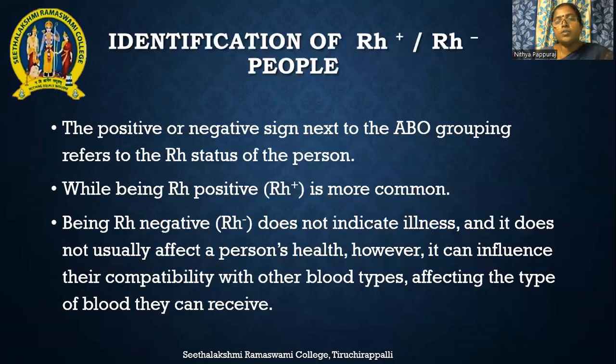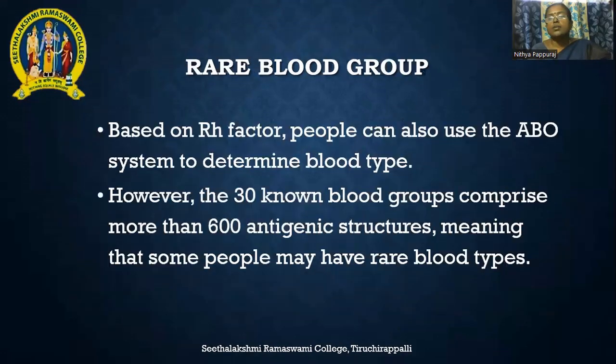Identification of Rh positive and Rh negative people. The positive or negative sign next to the blood group, that is the ABO grouping, refers to the Rh status of the person. While being Rh positive is very common, being Rh negative does not indicate illness, and it does not usually affect a person's health. However, it can influence their compatibility with other blood types. It can affect the type of blood that they can receive.